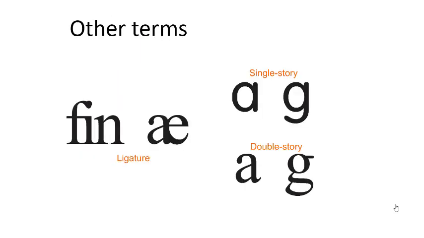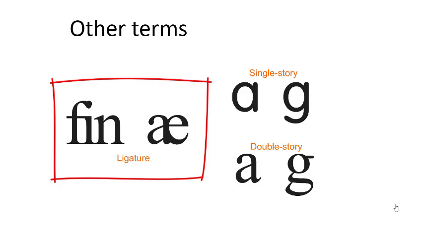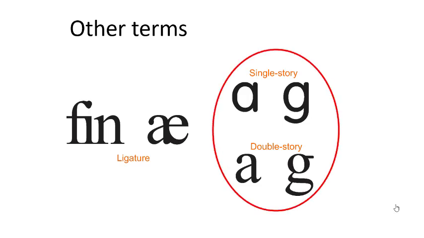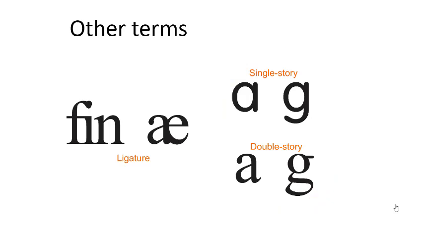Also other terms. Let's look at other terms of typography. We have ligature. Yes, I made mention of this earlier. The ligature is the line that connects text. It's called ligature. Then we have single story and double story. You can see the small a and the small g. The first one is single story, while the other one is double story. I must have been saying this in designs.